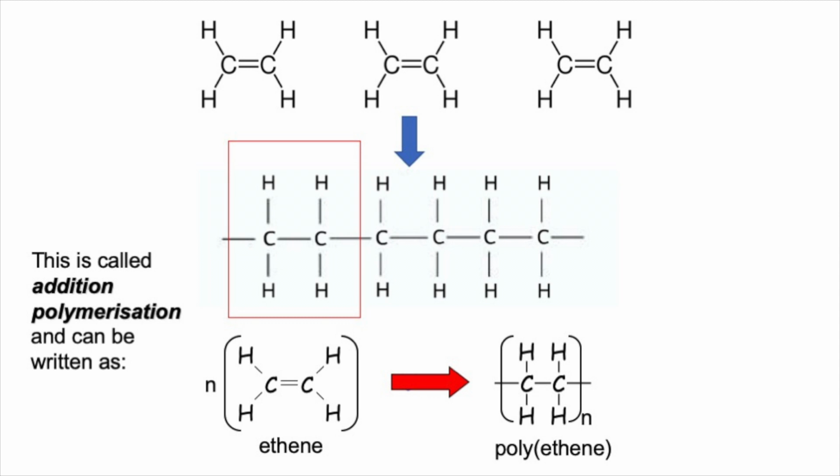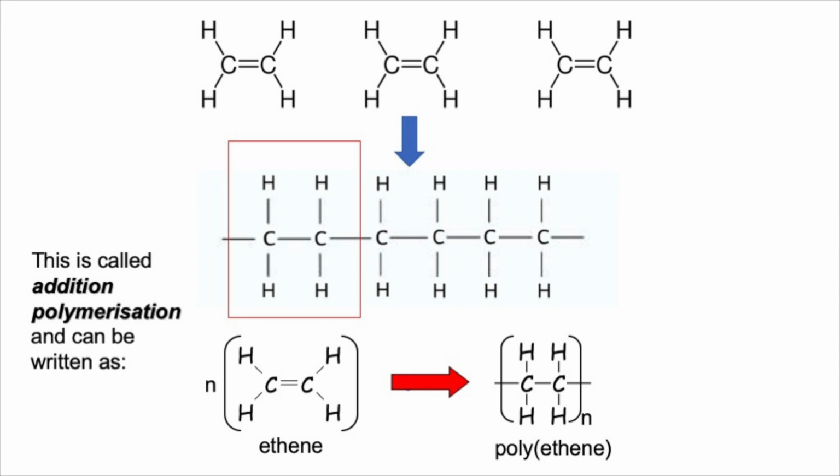Now if I had 1,000 ethene molecules joining together, that repeating unit would be repeated 1,000 times. Now it's typical for polymers to have hundreds of thousands of alkene molecules joining together. So therefore we have to have a way of representing polymer formation. And this equation represents how polyethene is formed.